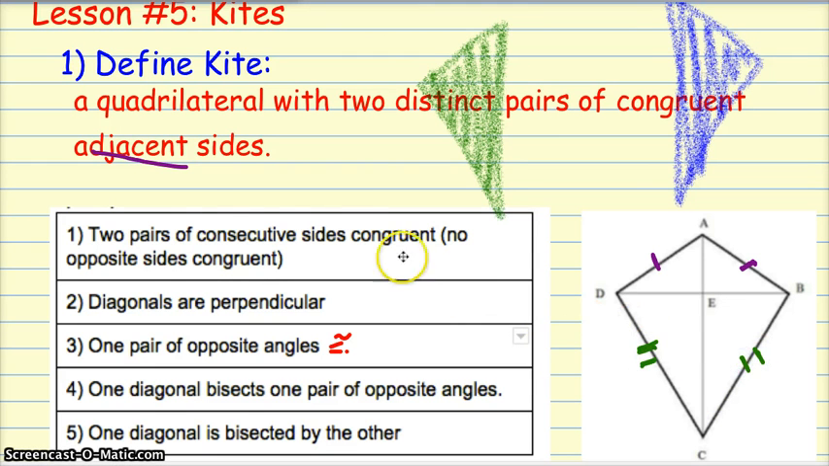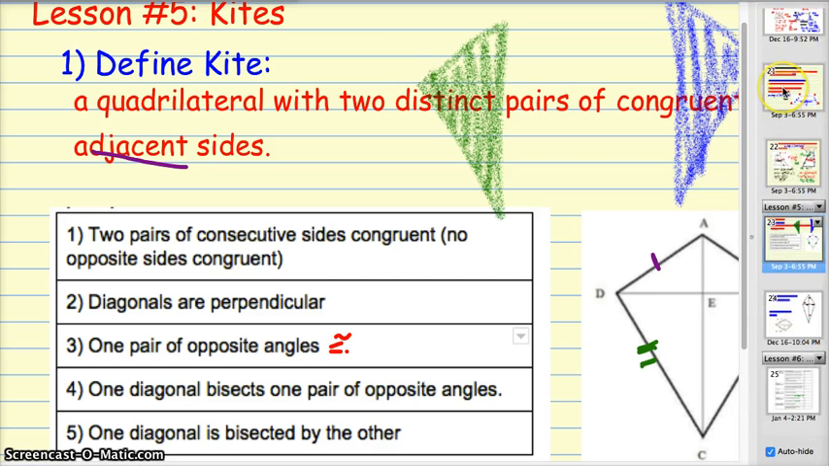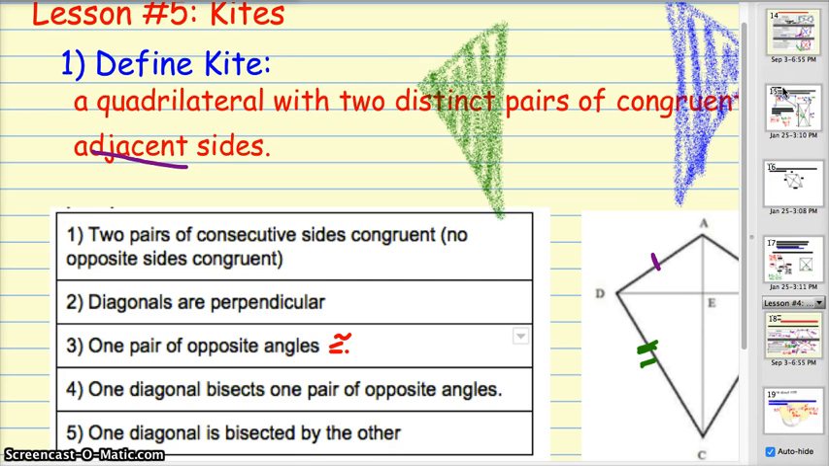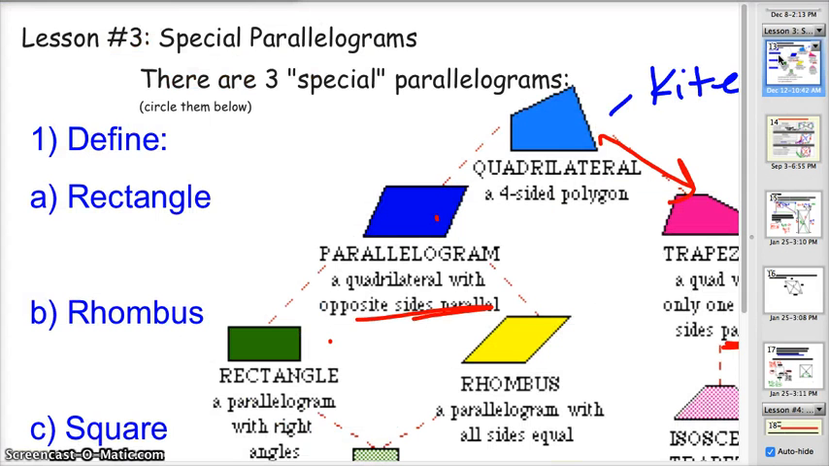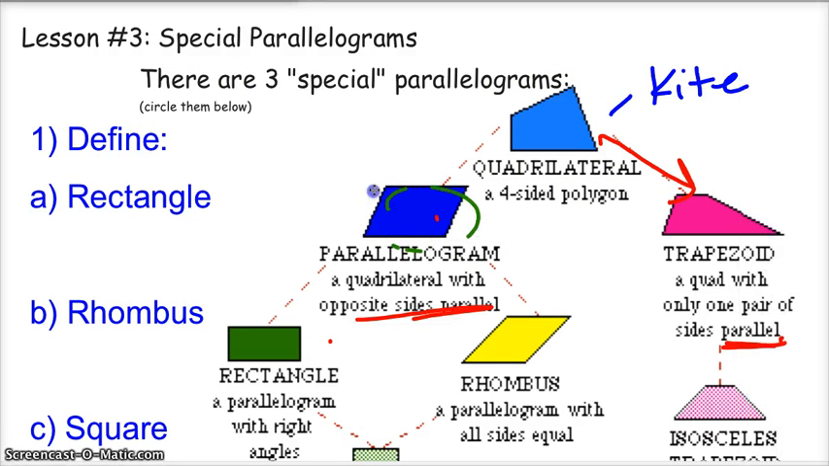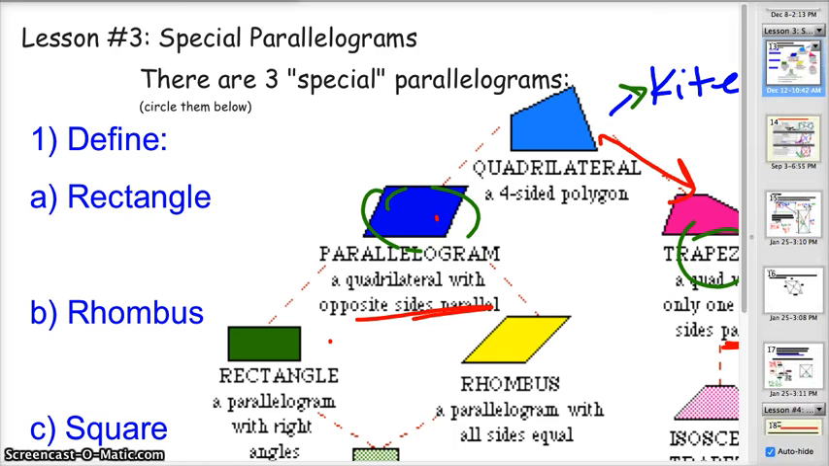So these are congruent. So two pairs of consecutive congruent sides, and it says no opposite sides are congruent because if it had opposite sides congruent, it'd be a parallelogram, and kites are not parallelograms. Let me bring you back to this diagram I had several days ago. All of these are quadrilaterals. We have the parallelogram family, we have the trapezoid family, and then kites are over here in their class on their own. So they have no pairs of parallel sides.